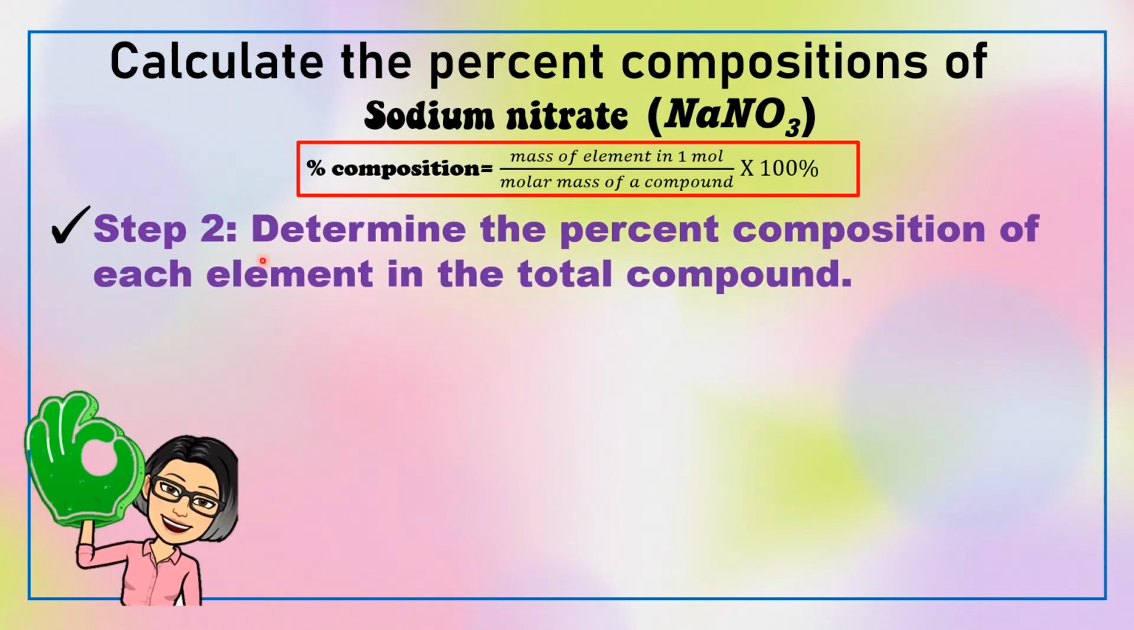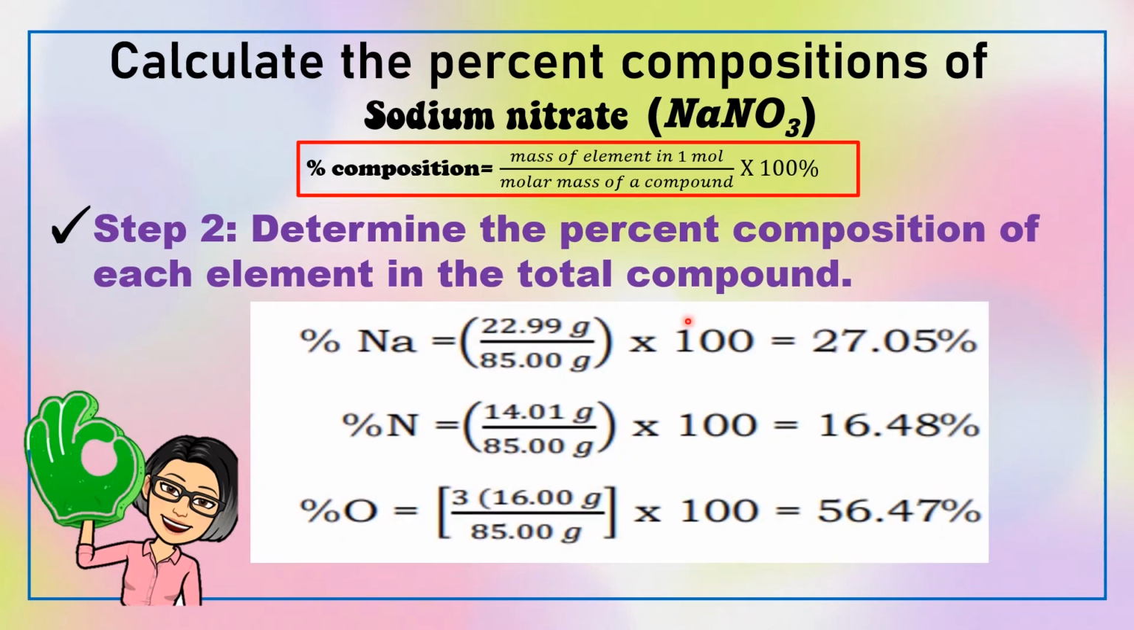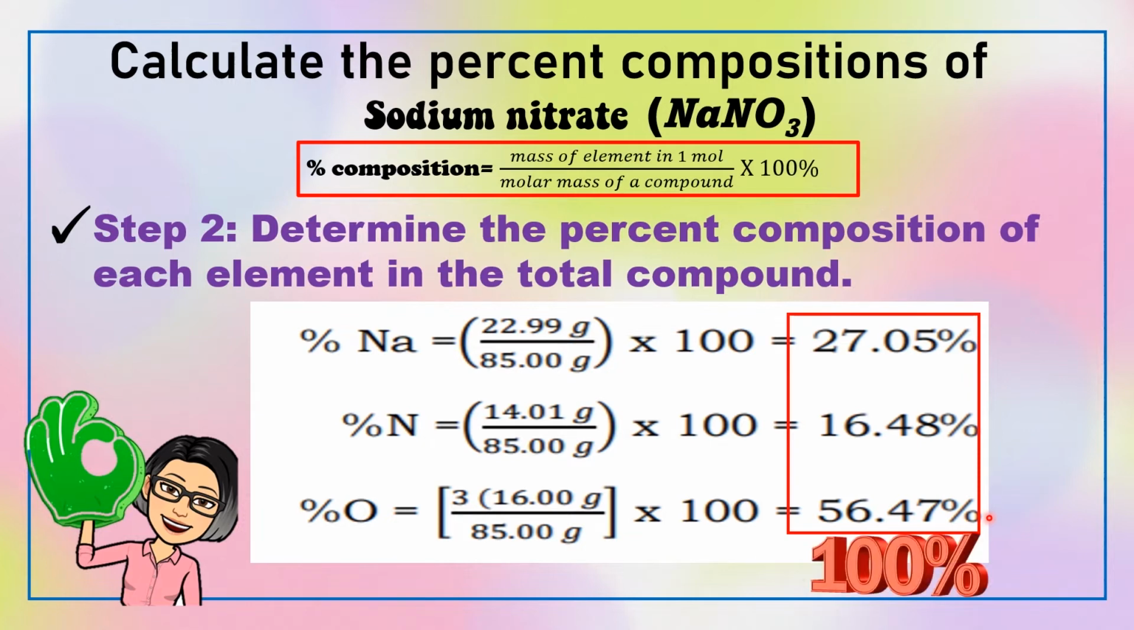For step number 2, determine the percent composition of each element in the compound. To get the percentages of each element, just follow the formula. So divide the mass of the element by the molar mass of the compound and multiply it by 100%. Then you will get the following percentages. Check your answer by adding up all the percentages of all the elements. The sum should be 100% or close to 100%.